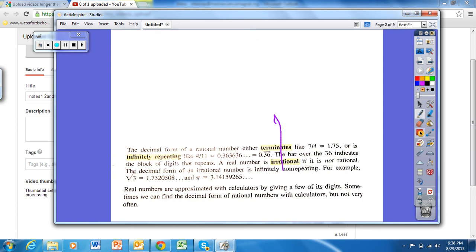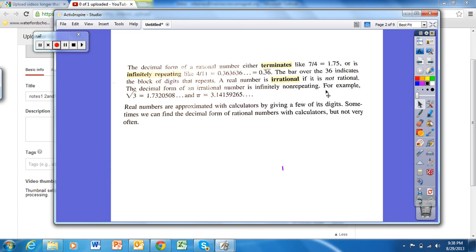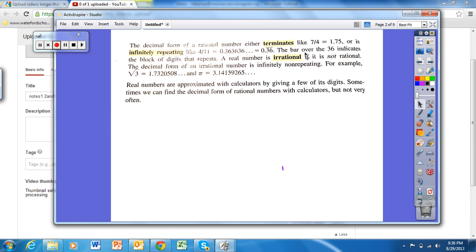This is what we were just talking about. The decimal form of a rational number either ends, like 1.75, or repeats infinitely, 36363636. The only numbers that are real but that are not rational are irrational numbers, and those are basically the square root of anything that's not a perfect square, and pi. Let me say that again, that's kind of important. An irrational number is the square root of anything that's not a perfect square.